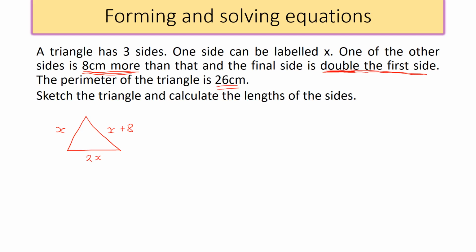So when I add all the lengths, which is x, add x plus 8, add 2x, I get 26. We collect like terms. I've got x plus 2x, that is 4x, plus 8 equals 26. Now to get rid of the add 8, I take away 8 from both sides, and then 4x equals 18. So x equals 4.5.